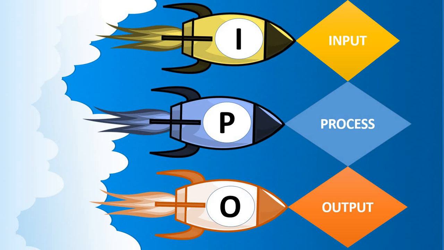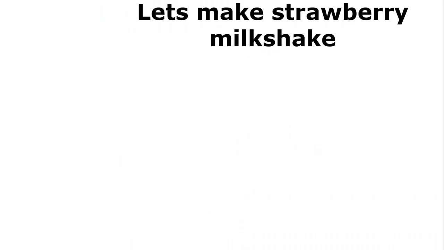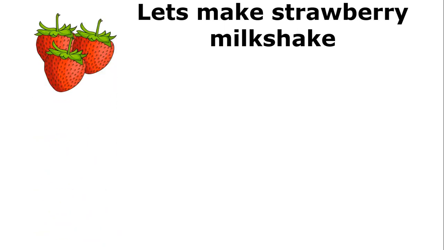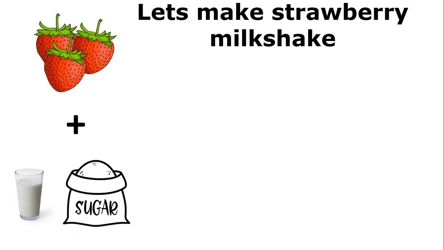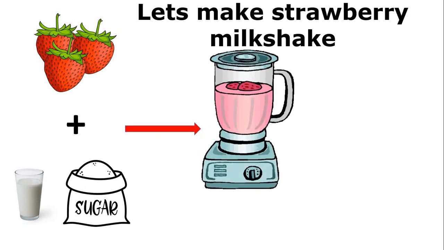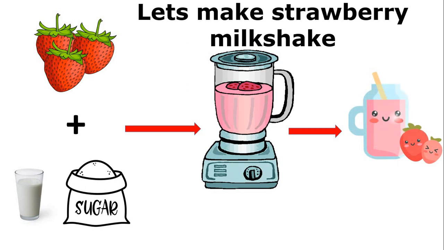Let me explain this principle with a simple task that we can do in our daily life. Let's make strawberry milkshake. What are the ingredients required? We need strawberries, milk and sugar. What's the next step? We need to put these ingredients in a blender or juicer to process the ingredients. The result of this is a yummy strawberry milkshake.